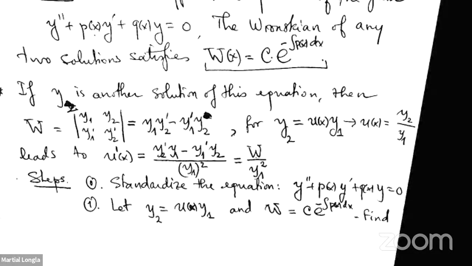I have a question. What is that last one, which says y second prime plus p of x y prime plus, is that p of x again? U of x.